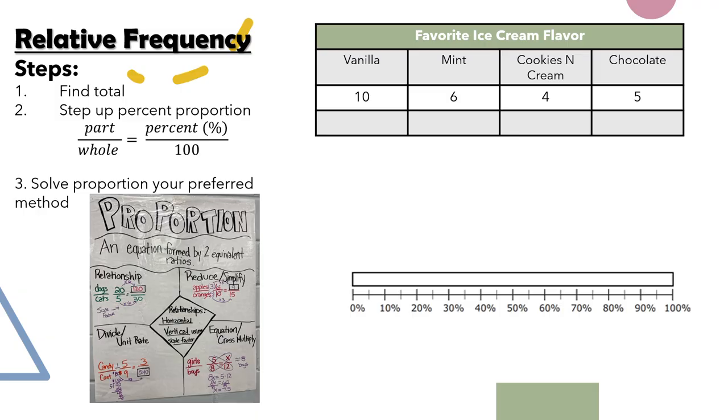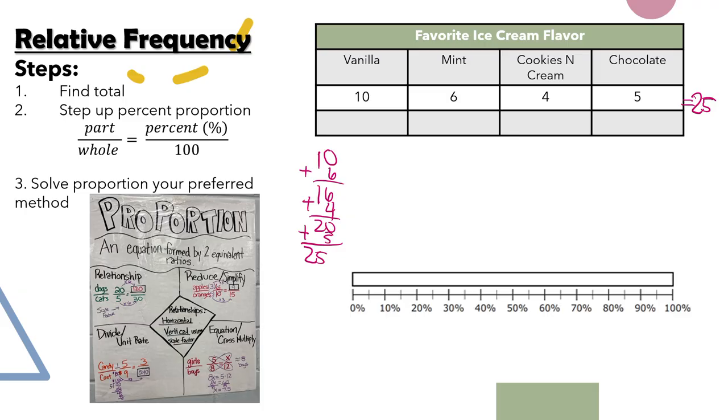So first step, we're going to find our total. We do not know our total, so that's the first thing I'm going to do. We know that 10 plus 6 gives me 16. 16 plus 4, that's 20. And then 20 plus 5 gives me 25. So we know that my total is 25. In order to make a fraction, we always need to know my whole. So now we can just set up and turn it into our percent proportion, which is step number 2.